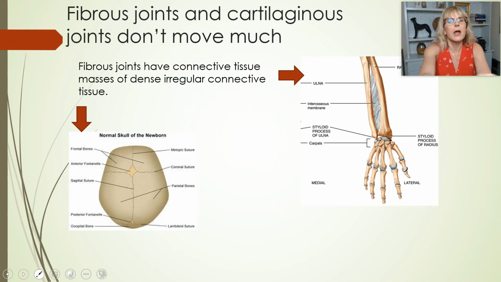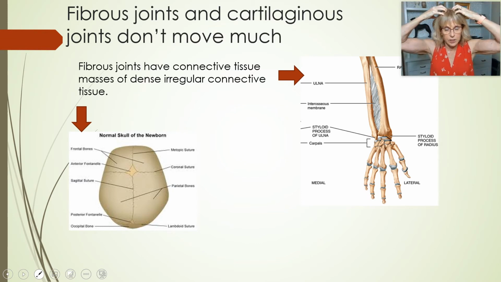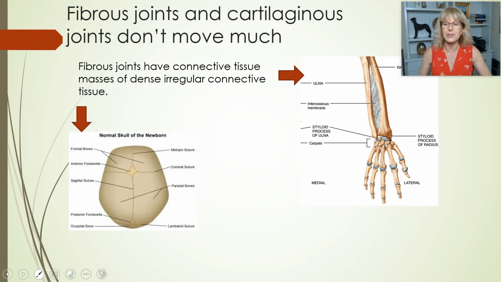Fibrous joints. Fibrous joints have masses of dense regular connective tissue attaching bones. Did you know that where this bone of my skull comes in contact with this bone of my skull, technically that area where they came together was considered a joint?